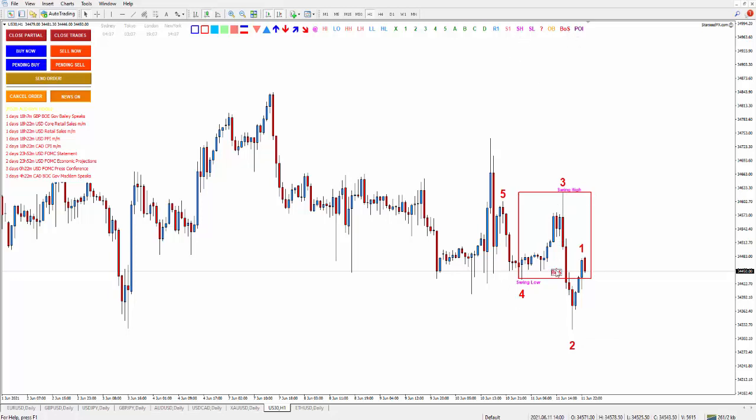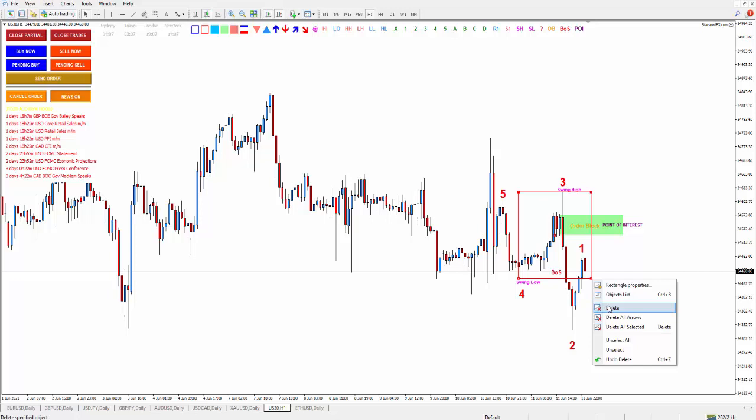So this is a break of structure, okay? And because it breaks the swing low, or breaks below, your order block is the last bullish candle before the breakout happened. In this case, your order block is this one, okay? So right now you are waiting for the retracement to test into this area. So this is your order block, which is your point of interest. Then after you find the breakout, you simply remove that.